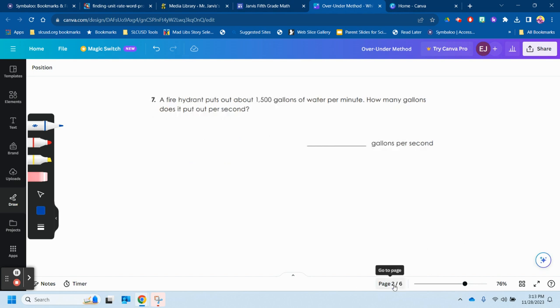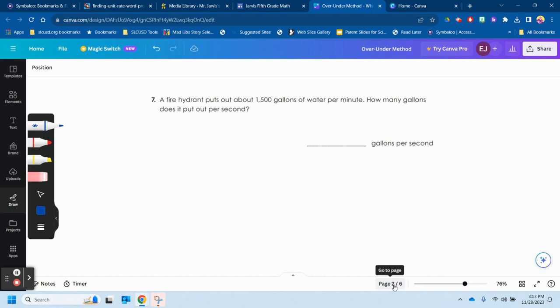This one is a little trickier. We had 1,500 gallons. A fire hydrant puts out 1,500 gallons per minute. How many gallons per second? So we need to divide this by 60. I always think of dividing.